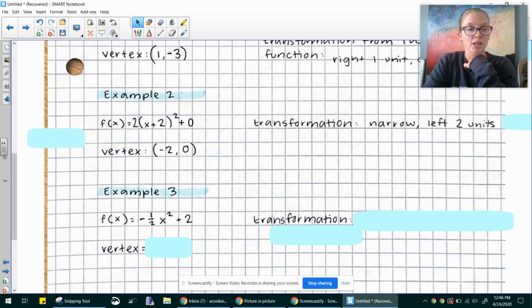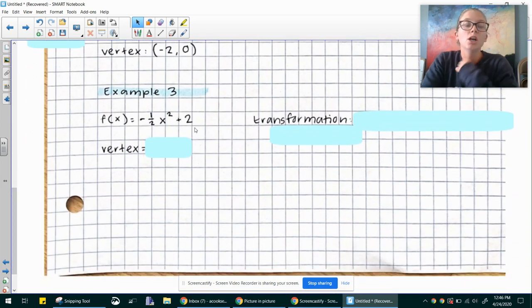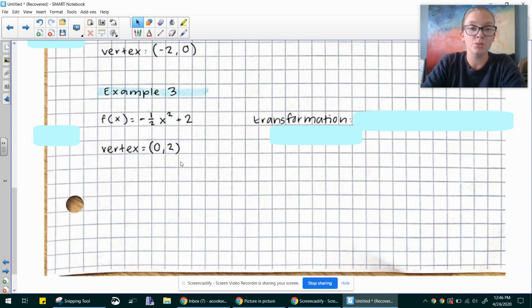Now let's go down and look at our final example. F of x equals -1/2 x squared plus 2. Here, there's no parentheses, so there's no h value. That means h must be 0. There is a plus 2, however, so our k value will be 2. Our vertex is 0, 2.